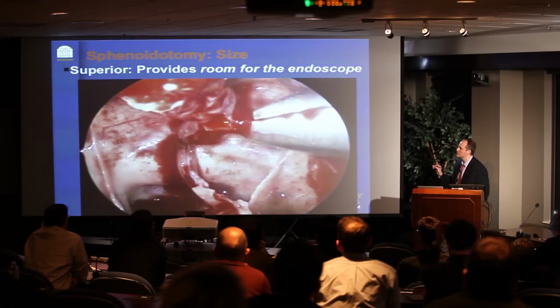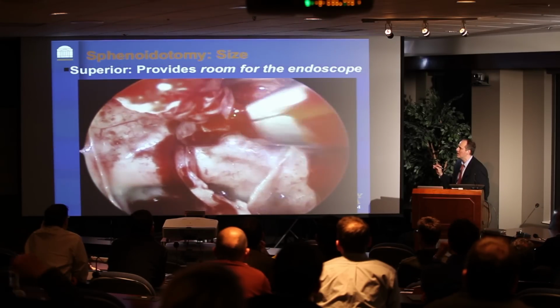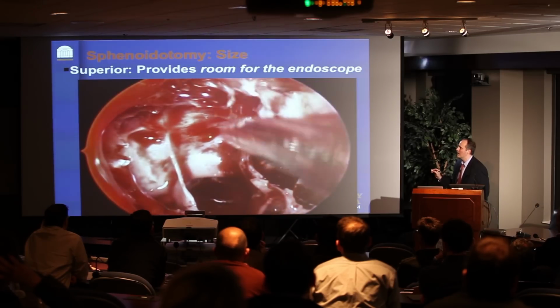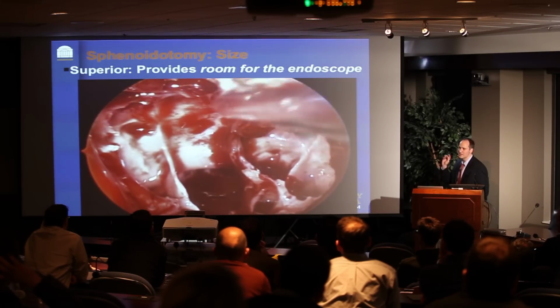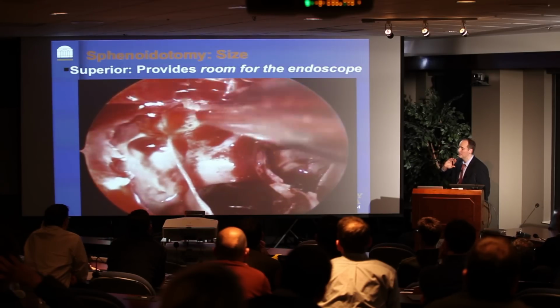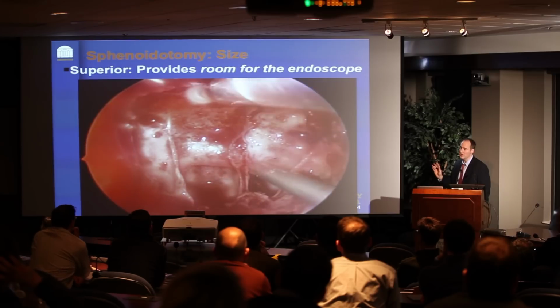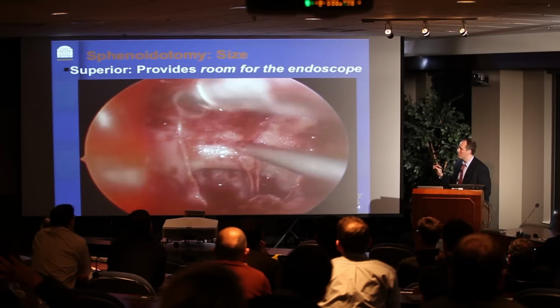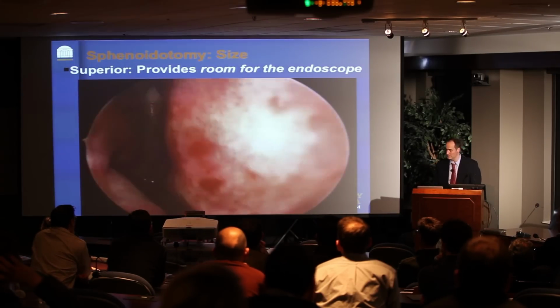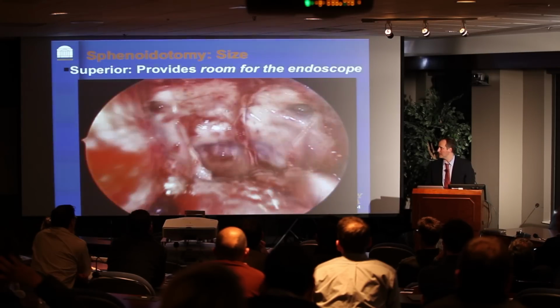Superiorly, the definition of this, for me, I know I've gone high enough when I can see most of the planum using a 0-degree endoscope sitting outside the sphenoid sinus. If you can see most of the planum, you're high enough. You don't have to see all of it. This is more than is necessary for most pituitary tumors, but not too much for a transplanum approach.